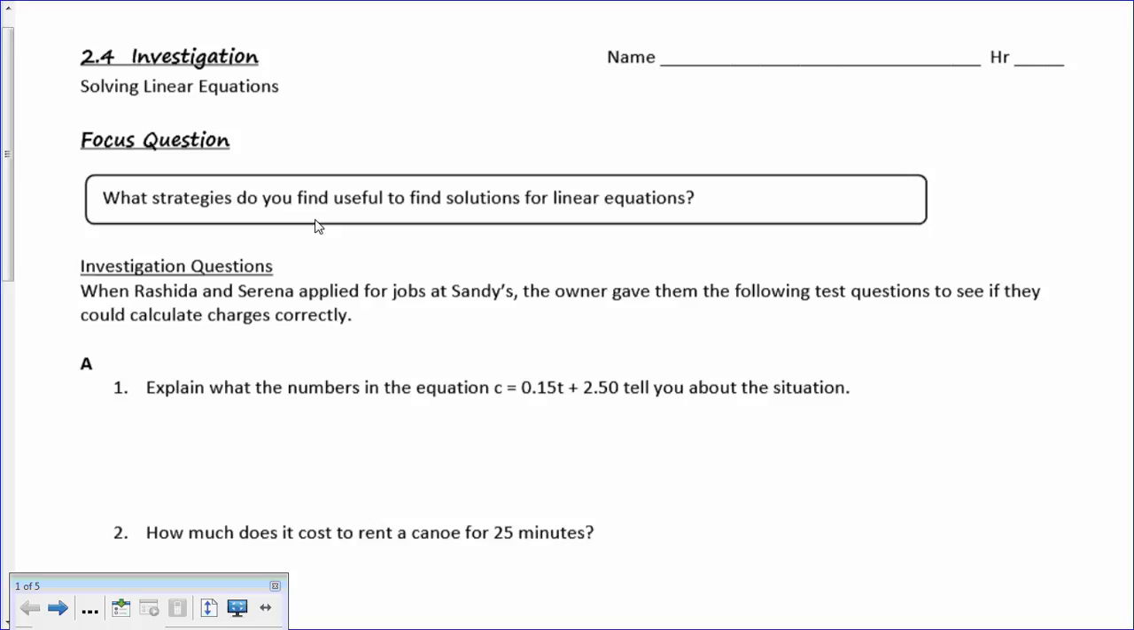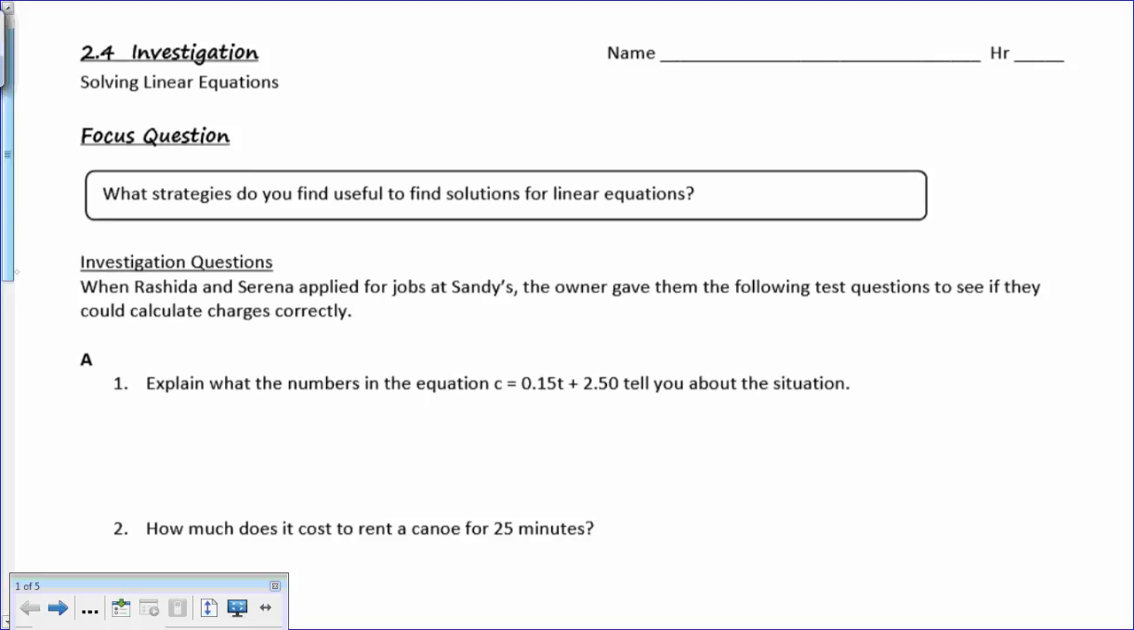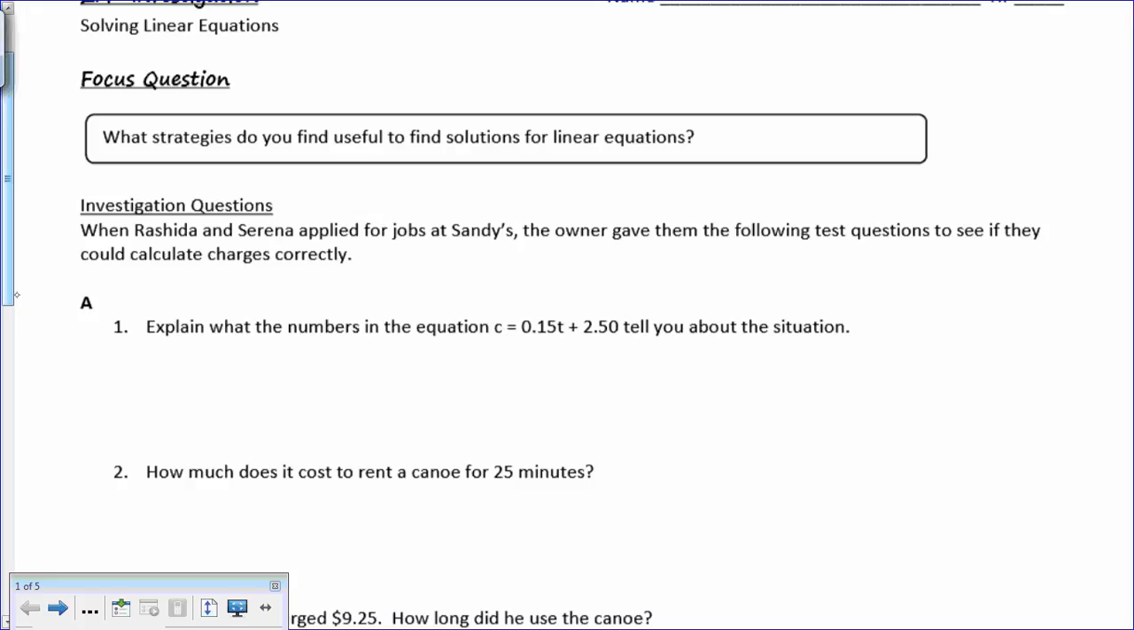So the scenario we are going to talk about is actually on page 40 of the textbook. So you'll need to read this little piece of information where Sandy's boathouse uses the equation C = 0.15t + 2.50 to find the charge, C being the cost in dollars for renting a canoe for t minutes. So take a quick pause, you can read that little scenario and then we'll start with the actual lesson.